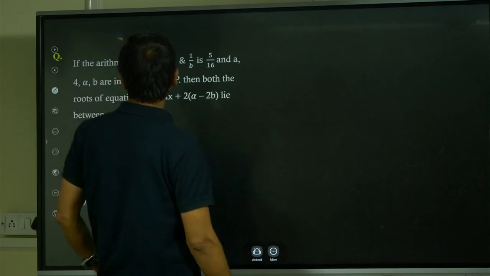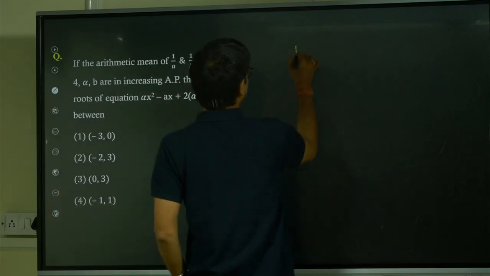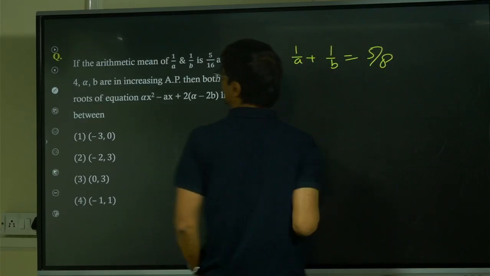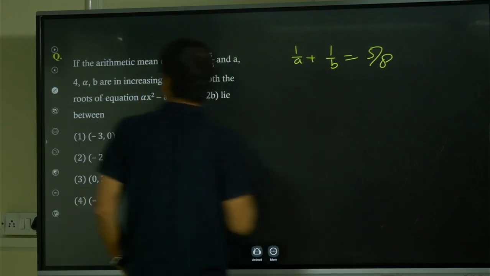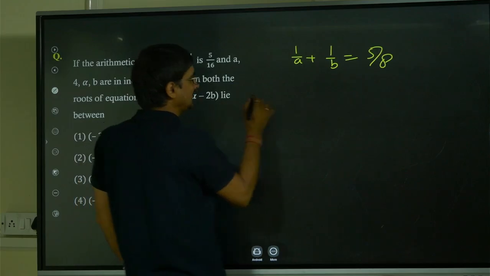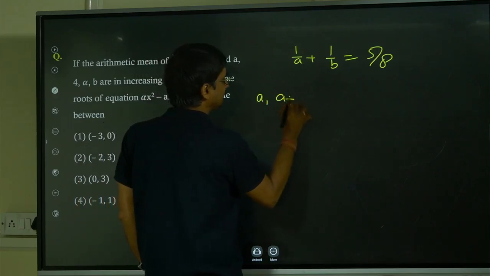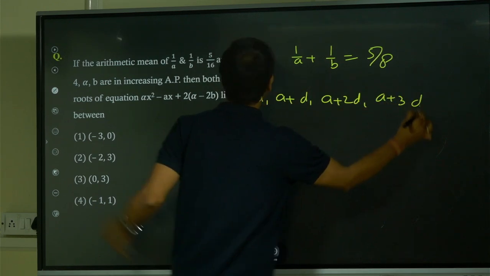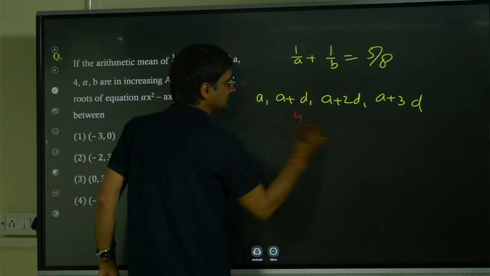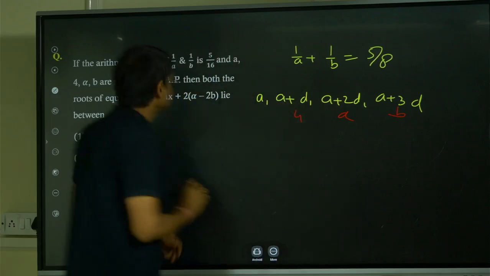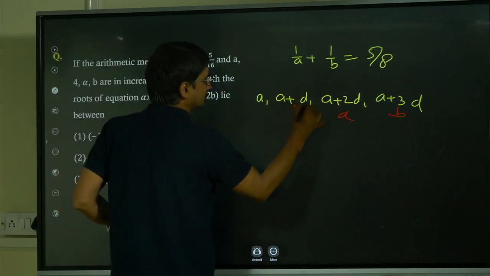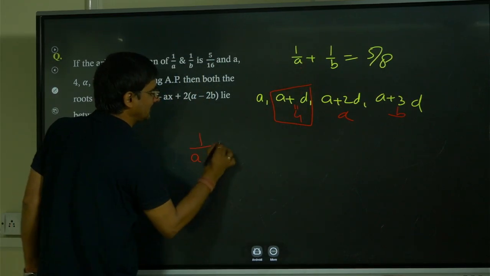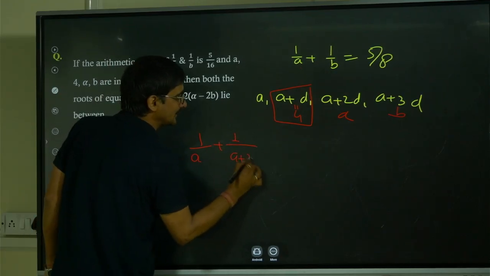Next is, if the arithmetic mean of 1 by a and 1 by b is 5 by 16, that means (1 by a plus 1 by b) by 2 is 5 by 16, so 1 by a plus 1 by b is 5 by 8. And a, 4, alpha, b are in a decreasing AP: a, a plus d, a plus 2d, a plus 3d. Let us not forget that this is 4, this is alpha, this is b. So we have two equations, one is a plus d is 4, and the other is this. I will just simply move ahead with the simple algebraic method.